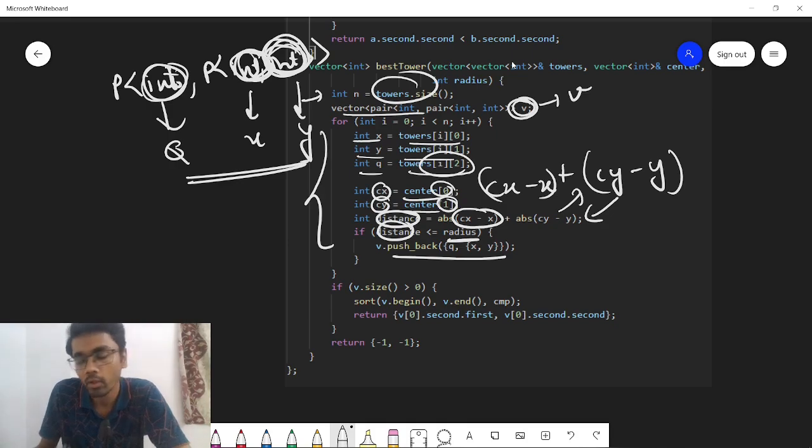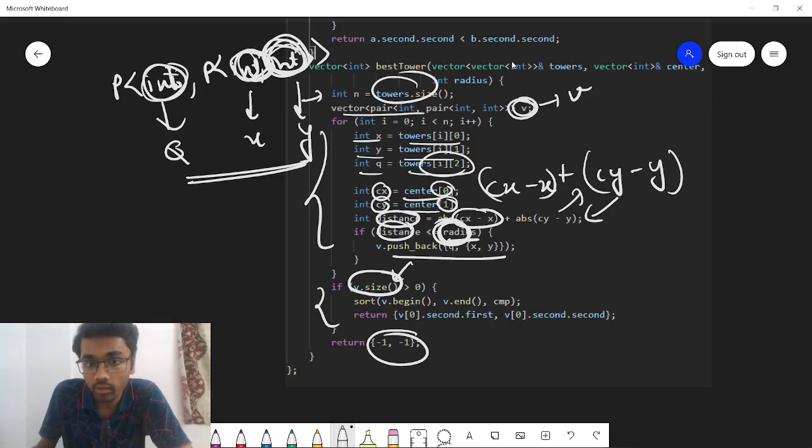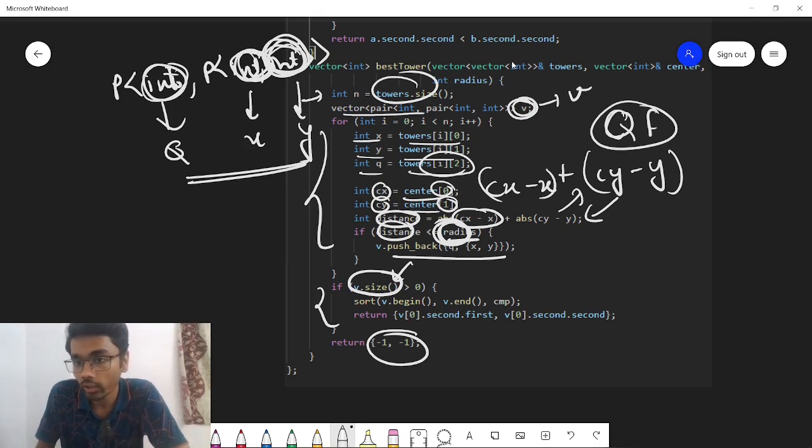Now why are we pushing? Because we can have multiple towers which will follow this condition. So in the end, we check if this v has some towers or not. If it doesn't have any towers, that means there is no tower whose Manhattan distance is less than or equal to the radius, so simply return -1 comma -1. And if it has some towers, we need to get the tower which follows the condition the question has given. First, the highest quality factor. If the quality factor is a tie, then on the basis of x coordinate. If x coordinate is a tie, then on the basis of y coordinate.